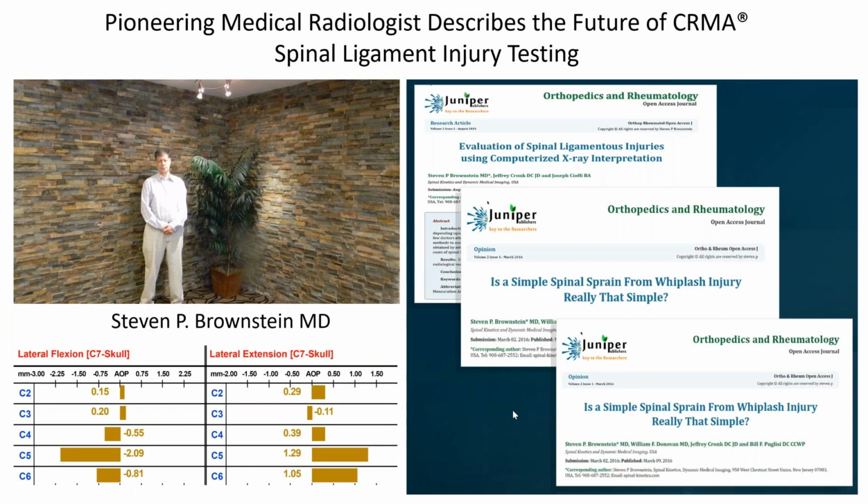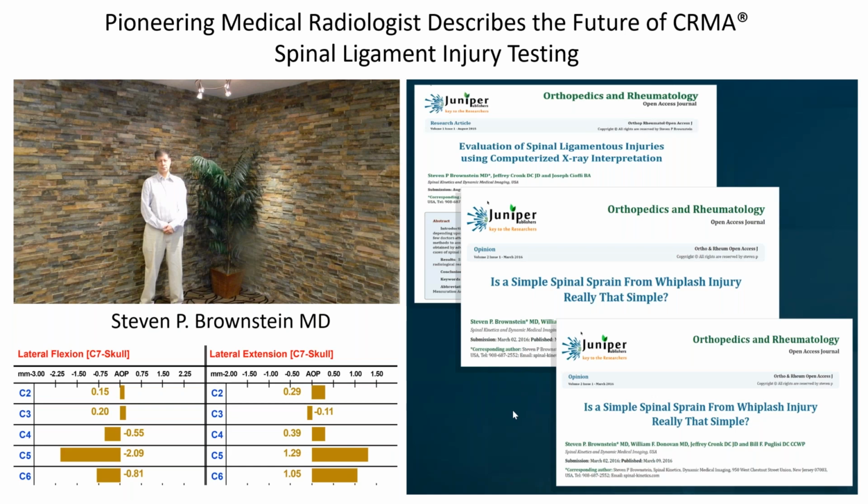We've published 3 articles in the Journal of Orthopedics and Rheumatology, and the first one, the evaluation of spinal ligamentous injuries using computerized X-ray interpretation, is a sentinel article that showed that radiologists cannot pick up these findings of ligamentous laxity using standard technique. One, most of them don't look for it, and even if they do, unless it's measured using a specialized software that we've developed, CRMA, they won't be able to diagnose this. So that article I'm really proud of. It's also being cited in numerous articles.